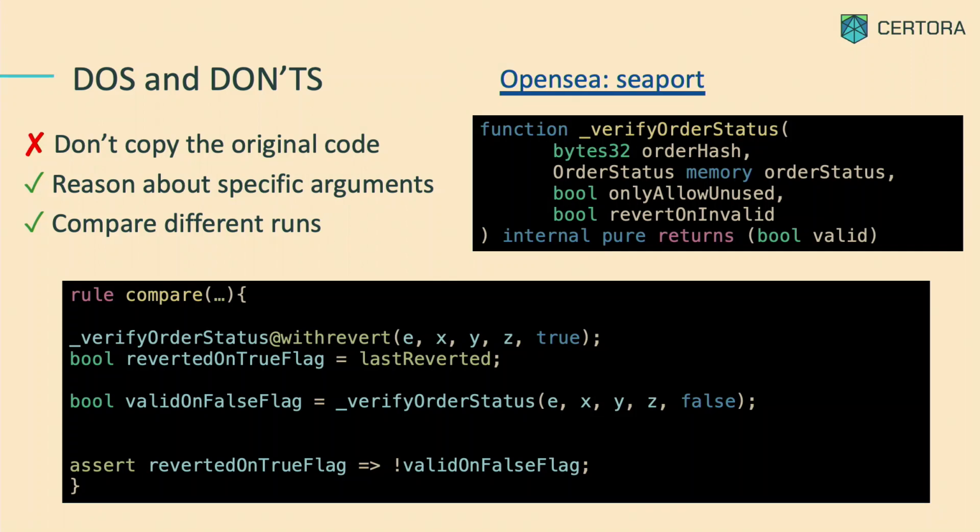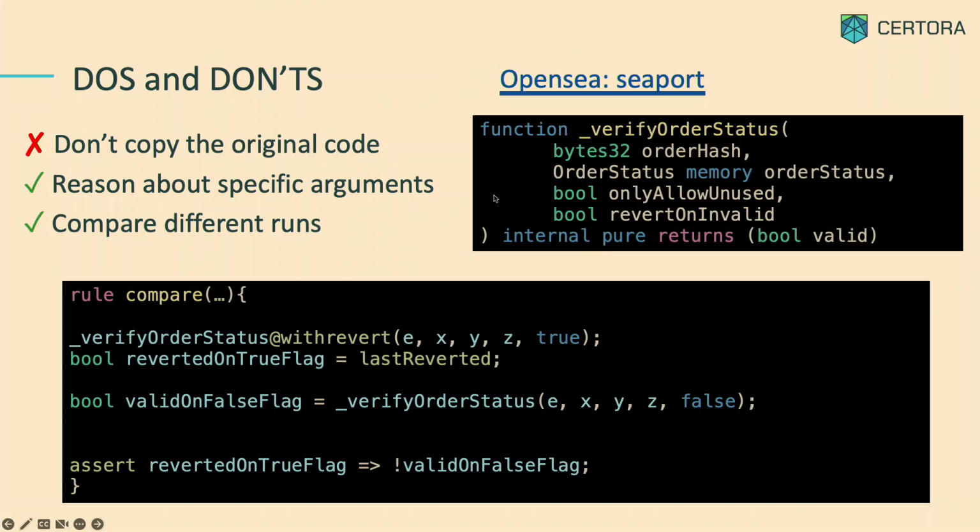We even have a technology for comparing different runs on state changing functions. Okay, it's a little bit more complicated because once you change the state, you need to go back to the original state, but we have this feature in CVL. So comparing different runs is very, very strong. Okay, so these are the unit test rules.